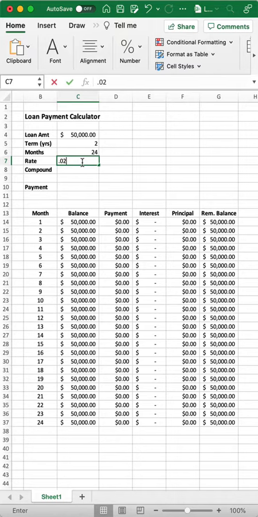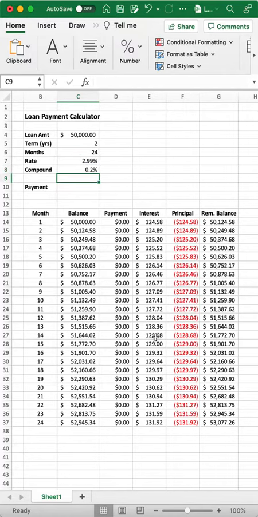This is a new car, so we'll say you're going to pay a 2.99 interest rate. This is just simple interest APR. It's going to be compounded monthly, so we're going to divide this by 12. All right, so you notice numbers popping in here. Don't worry about that just yet. This is where the magic happens.